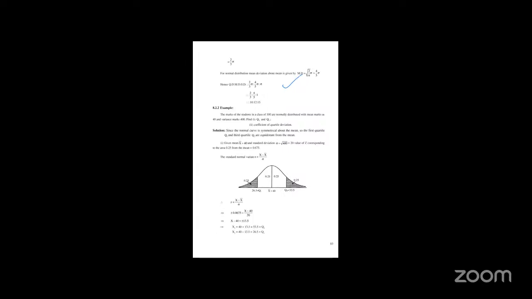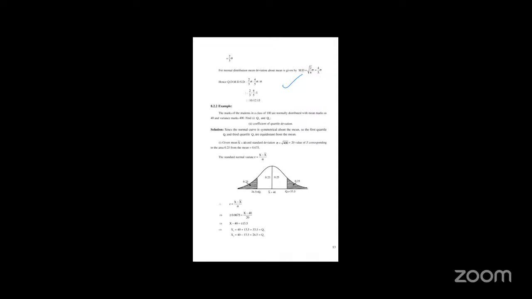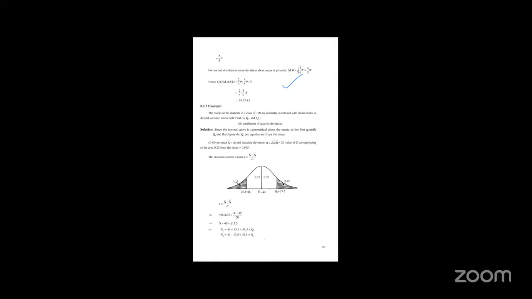Next, coming to another example. The marks of the students in a class of 100 are normally distributed with a mean mark of 40 and variance of 400. Find the quartile 3 as well as the quartile 1. And second, we need to find the coefficient of quartile deviation also. So we'll do it.